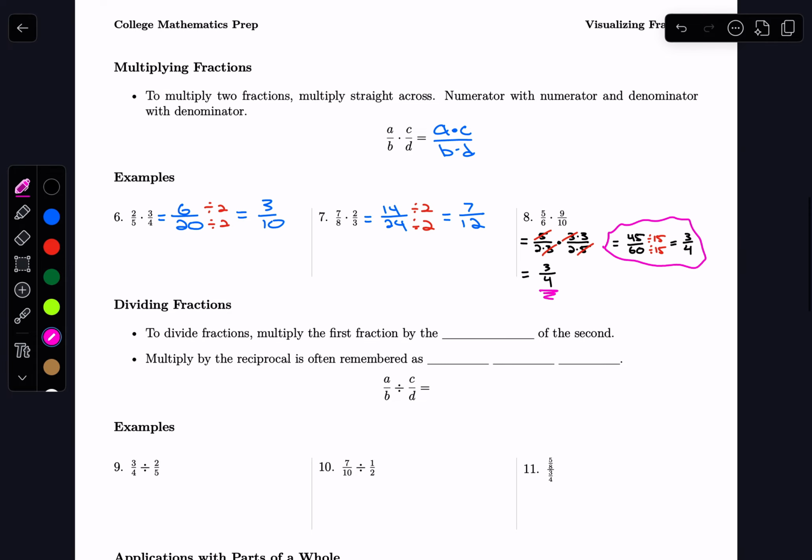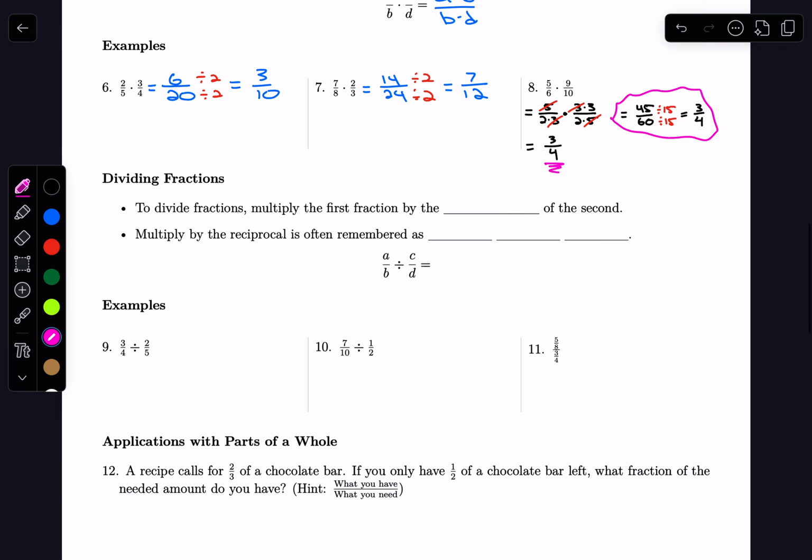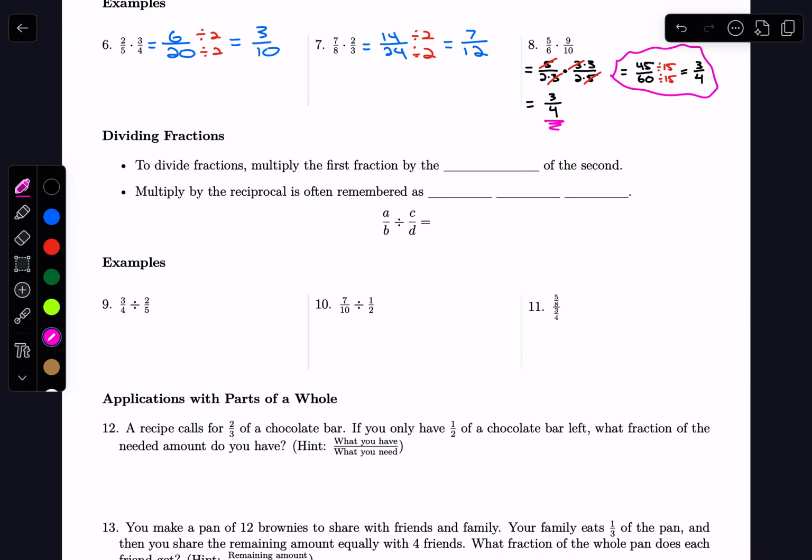All right, so multiplying fractions is done. Now we're going to talk about dividing fractions. But the thing is, dividing fractions is really the same thing as multiplying fractions, just with one extra step. So to divide fractions, instead, we will multiply the first fraction by the reciprocal of the second fraction. Reciprocal is just a fancy math term that means flip the fraction over. So the reciprocal of any fraction is just that same fraction, but upside down.